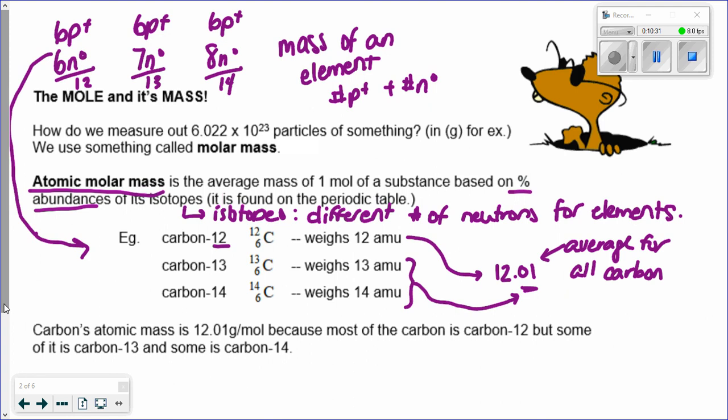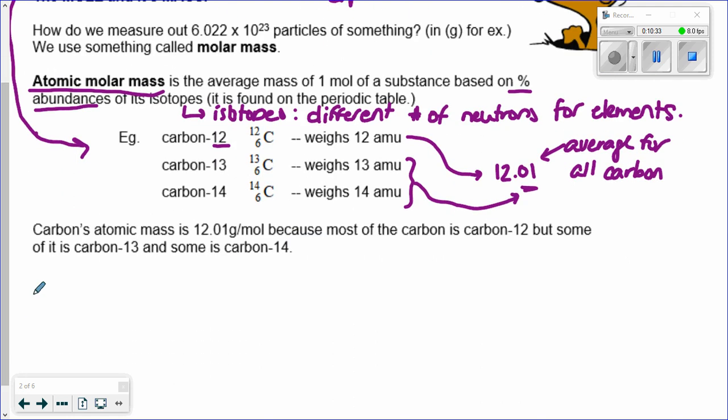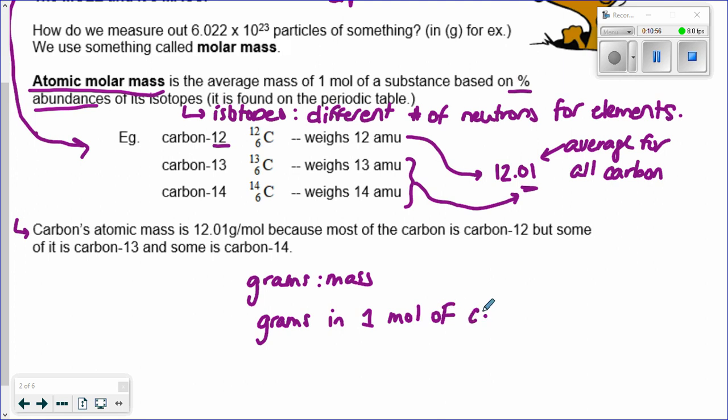I guess this sentence at the end is kind of saying what I was saying there. It says carbon's atomic mass is 12.01 grams per mole. So we know grams is a measure of mass, right? And saying grams per mole is saying grams in 1 mole of carbon. So that's saying 1 mole of carbon would weigh 12.01 grams.